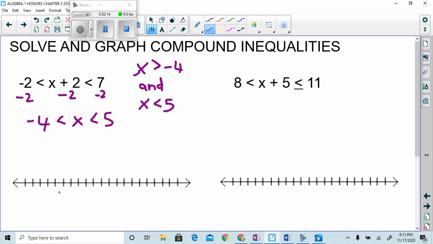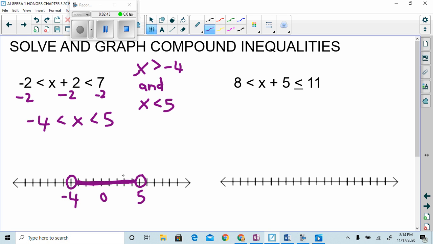So if we find -4 on my number line, and we find 5. Now these are our endpoints: -4, which is an open circle, and 5, which is also an open circle. These are the endpoints, and it shades so that all the solutions fall within those 2 endpoints, but it does not include the endpoints of -4 and 5.